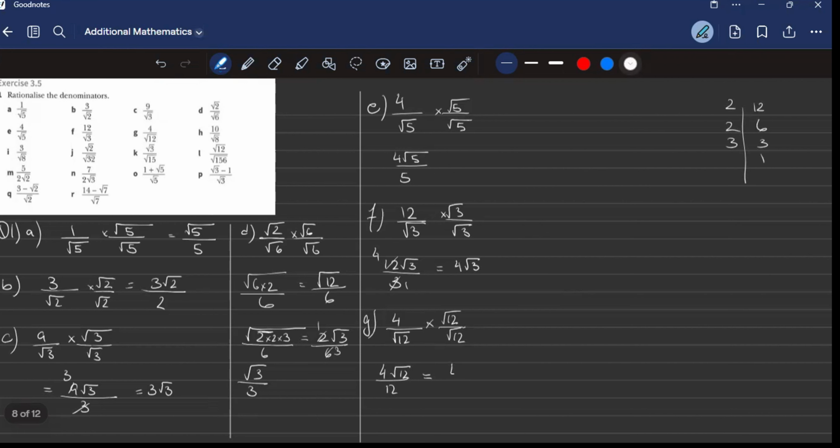Okay, so we get 4 under root 12, that is 2 multiplied by 2 multiplied by 3, divided by 12. So again, we get a pair of 2 out here. So 4 multiplied by 2 under root 3 divided by 12, and that would give you 8 under root 3 divided by 12. Simplify this. 4 twos are 8, 4 threes are 12. And that would be 2 under root 3 over 3, which is your answer for part G.